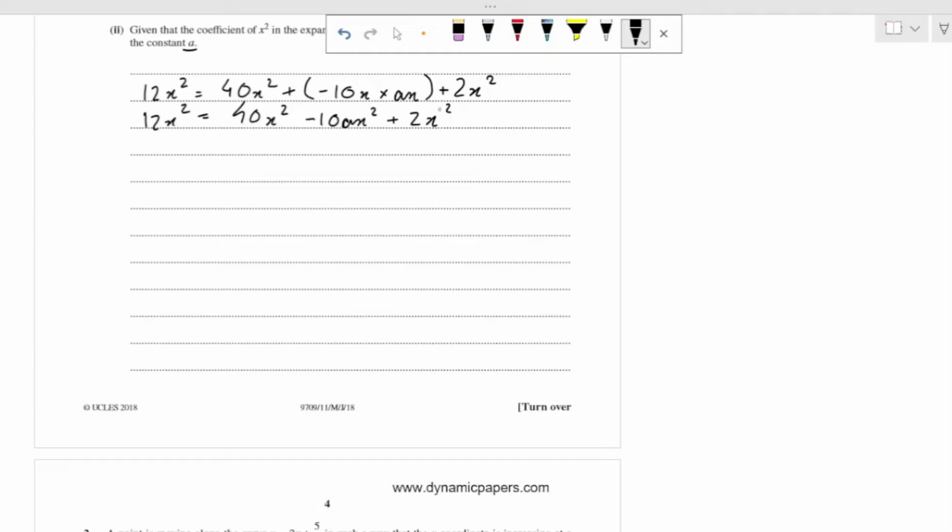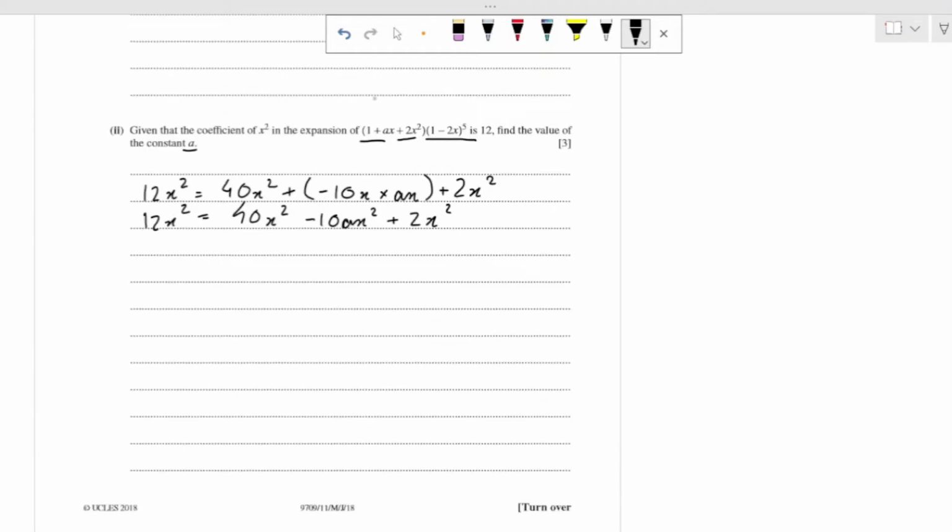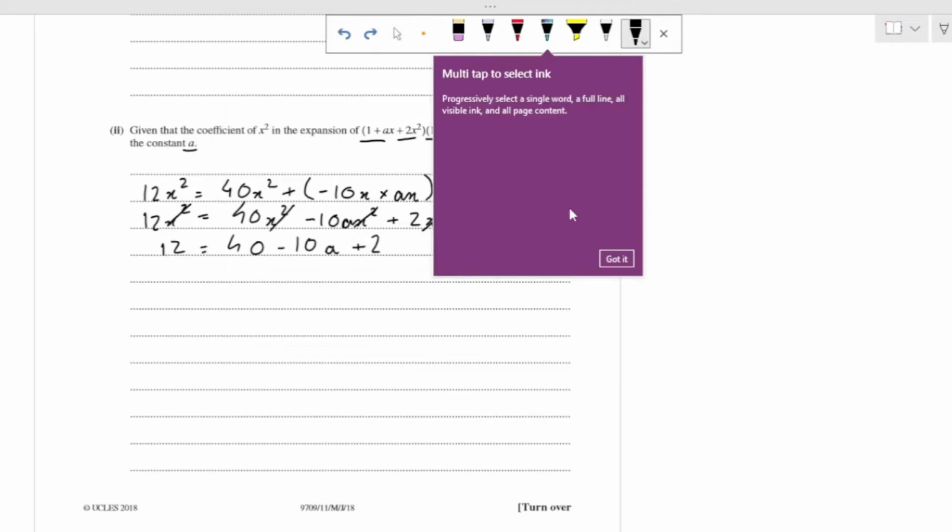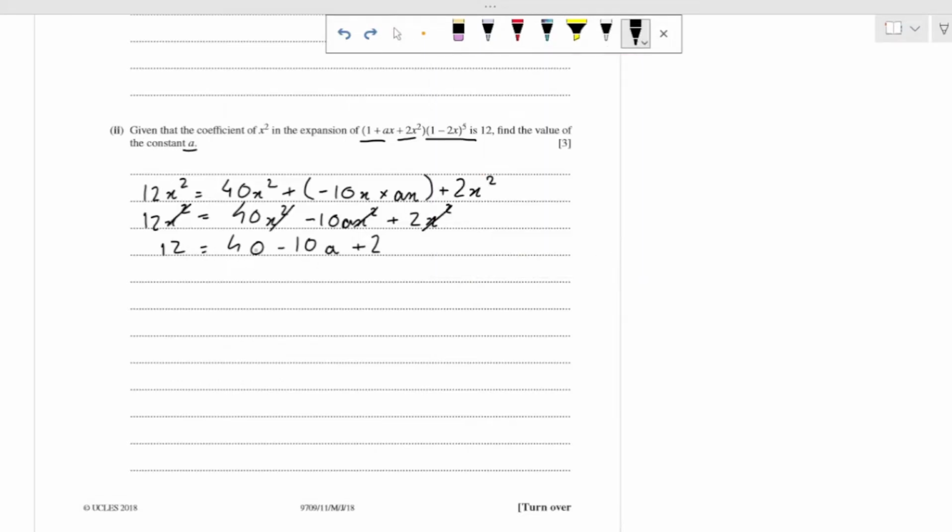So basically we have collected all the terms which, when we have multiplied with this whole term outside this expansion, we got these terms. So the sum of these terms should equal this term over here. So we can cancel out x square after taking common, and then we're left behind with 12 is equal to 40 minus 10a plus 2.